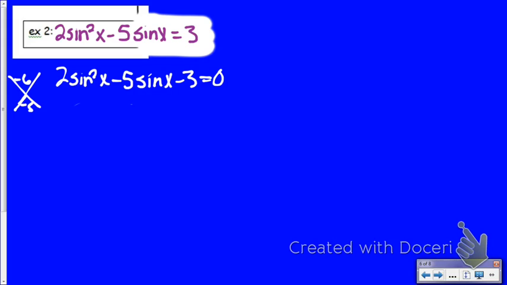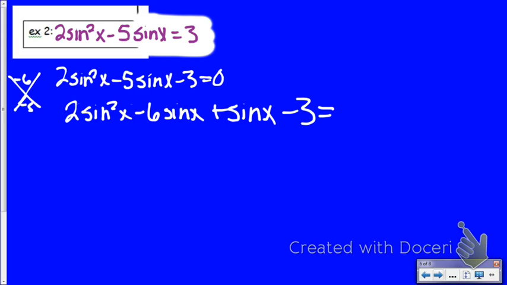So I split up the middle with the 2 terms I just said. So I have 2 sine squared x, and then instead of minus 5, I now have minus 6 sine x plus sine x, because the 2 numbers I came up with were minus 6 and 1. I still have minus 3. And then I factor by grouping.